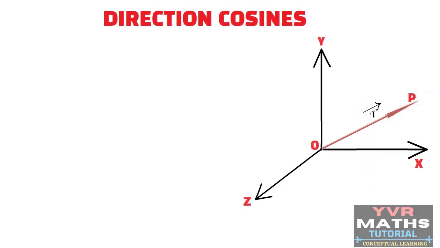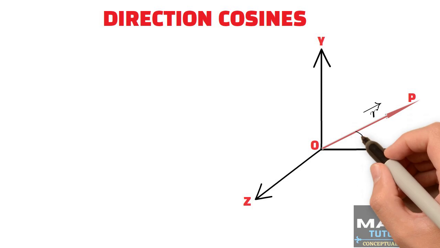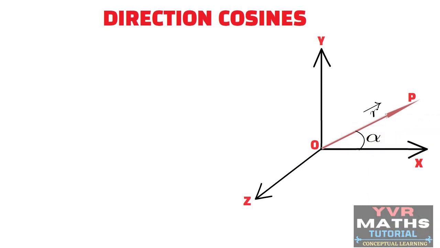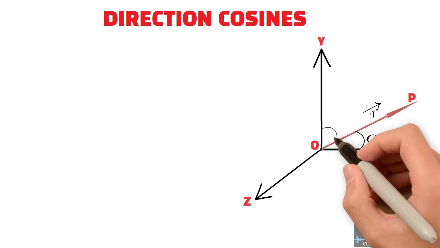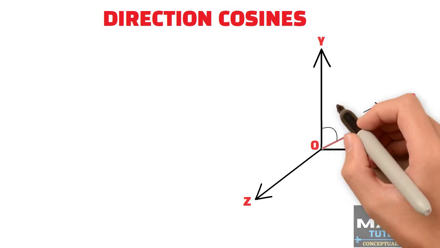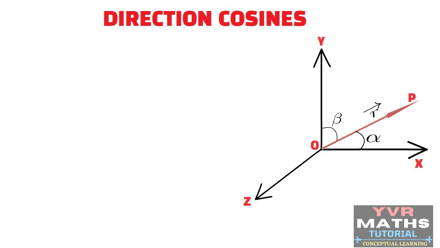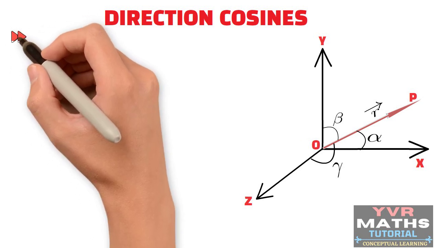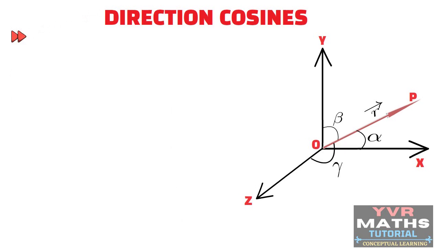Now this position vector OP makes angles alpha with the positive direction of the x-axis, beta with the positive direction of the y-axis, and gamma with the positive direction of the z-axis. Now I will give you the description of this diagram.